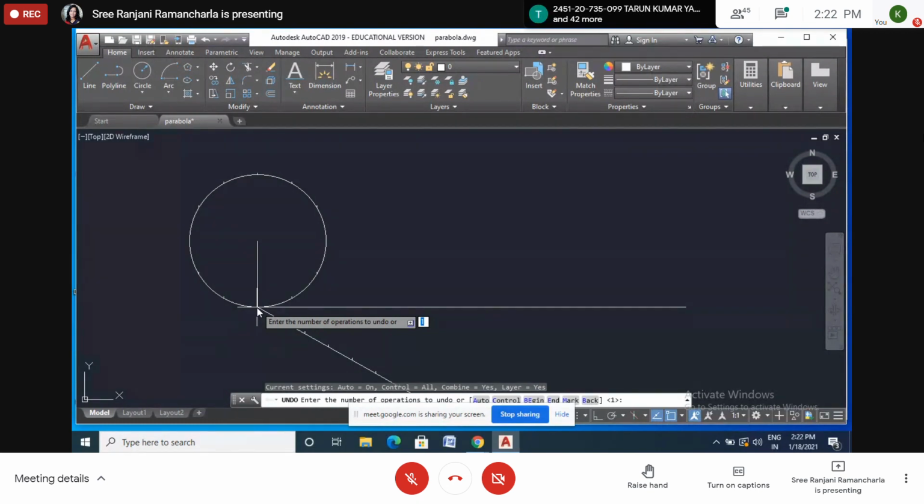This length is nothing but the circumference of a circle. So how to calculate the circumference of a circle? 2 pi r. Yes, 2 pi r or pi d.